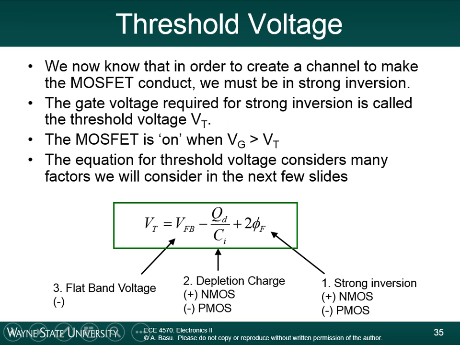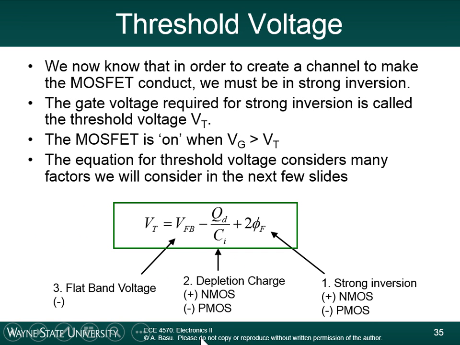So these are the equations for the threshold voltage, and it considers the factors that each one of these 3 factors we'll consider in the next few slides. The threshold voltage is equal to the flat band voltage, which is usually a negative number, plus the depletion charge term. And the depletion charge term is positive for an NMOS, it's negative for a PMOS device. And then the strong inversion term, this 2 phi f term, which has to do with the doping levels. And this is positive in an NMOS device, it's negative in a PMOS device.